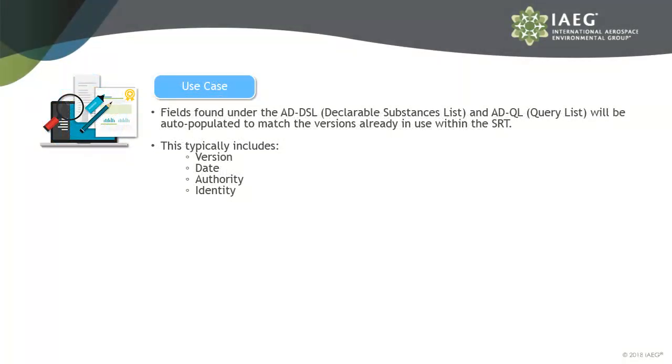Fields found under the AD-DSL, the declarable substances list, and the AD-QL, or query list, will be auto-populated to match the versions already in use within the SRT. This typically includes the version, the date, the authority, and the identity.